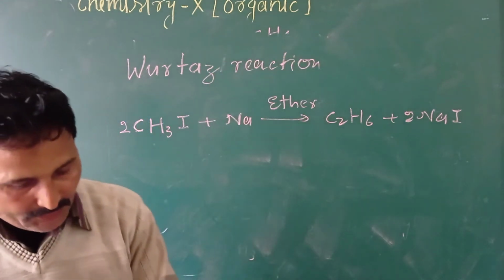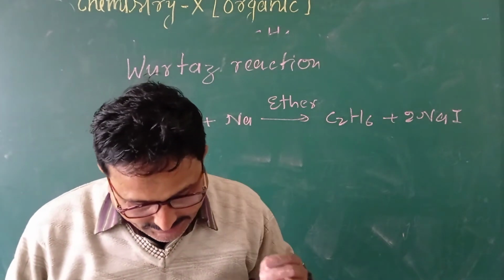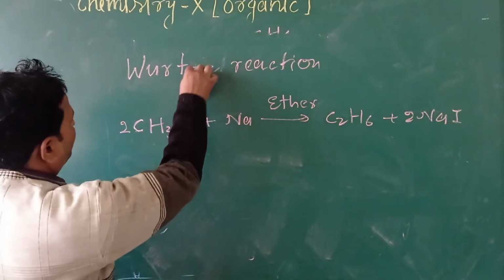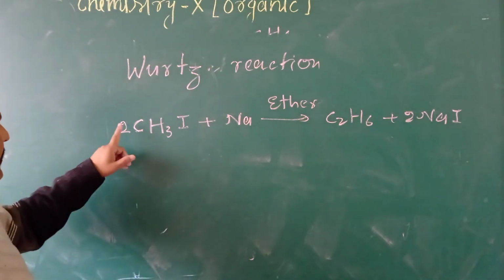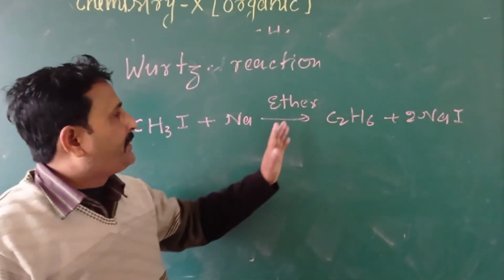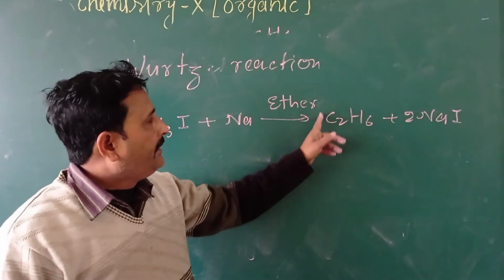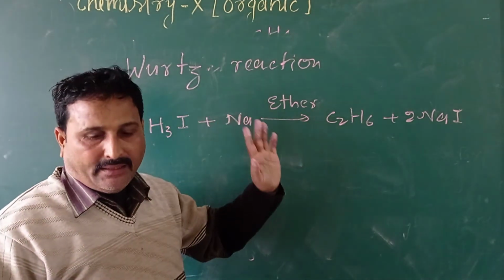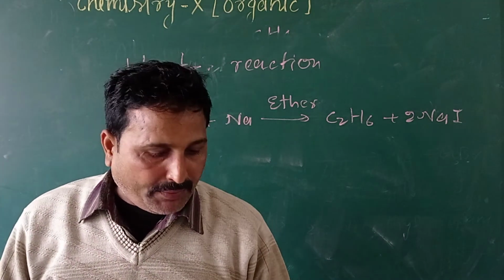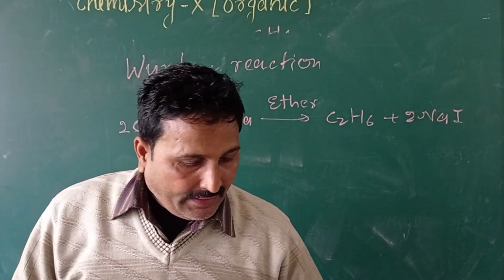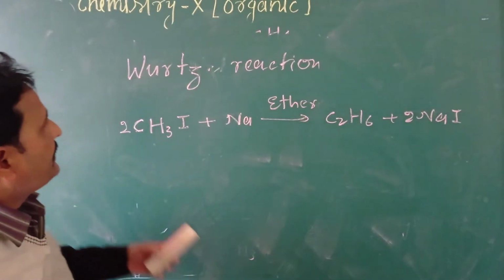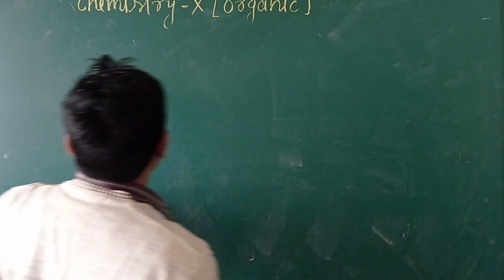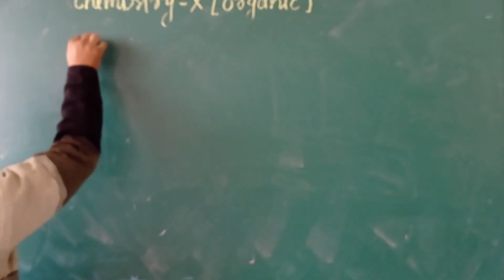This reaction is generally known as the Wurtz reaction, page number 229 is given. This reaction is only used for the preparation of organic compounds having an even number of carbon atoms. It is not used for the preparation of an odd number of carbon atoms. After that, chemical properties of alkane: chemical properties of methane and ethane.